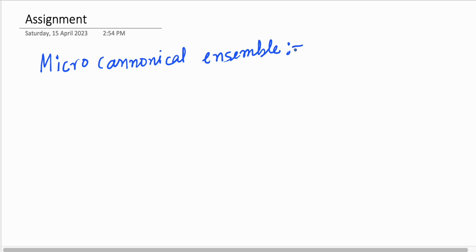So let's first deal with the microcanonical ensemble. In this course, statistical mechanics, this concept is used in every lecture.